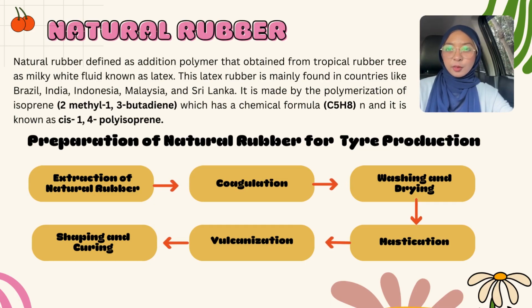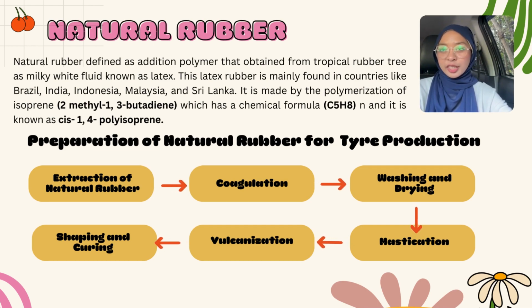For question 1, before proceeding to preparation of natural rubber band, let's know the definition of natural rubber. Natural rubber is an addition polymer obtained from the tropical rubber tree as a milky white fluid called latex. The top countries to produce rubber are Brazil, India, Indonesia, Sri Lanka, and our country Malaysia. It is made by polymerization of isoprene with chemical formula C5H8 and is known as 1,4-polyisoprene.